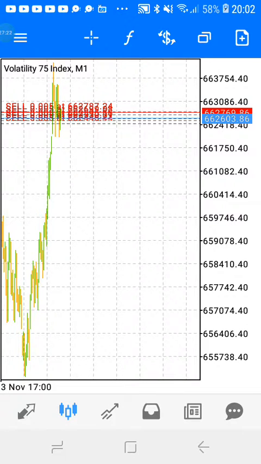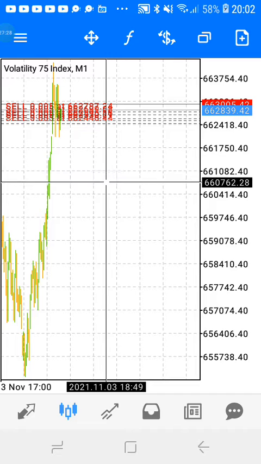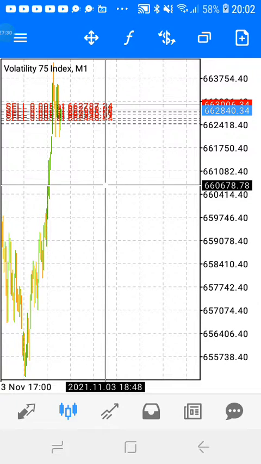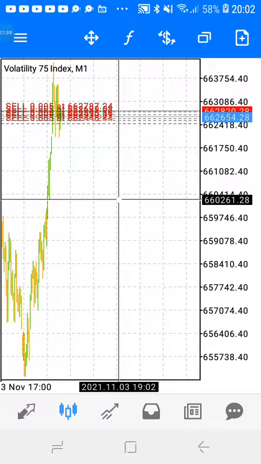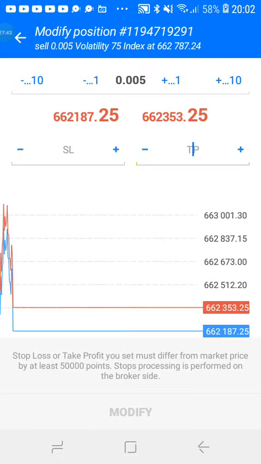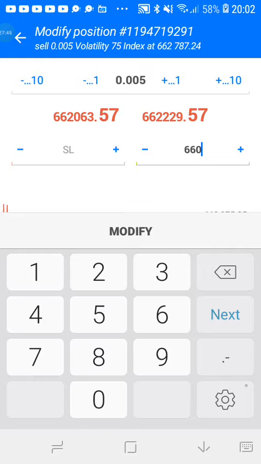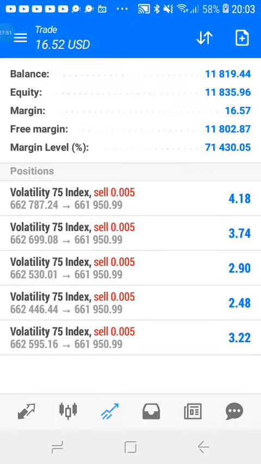But it's going to calm down. It's going to calm down, guys. And so make sure that you always put your TP close. So I'll just put my TP there on 660414. Copy, so that I can paste on the other trades.